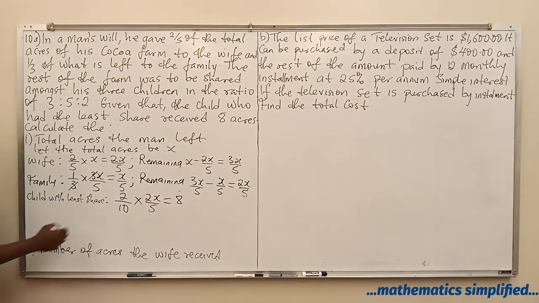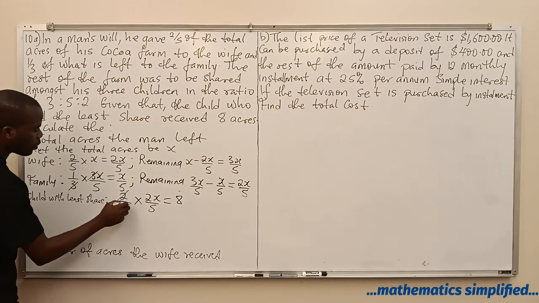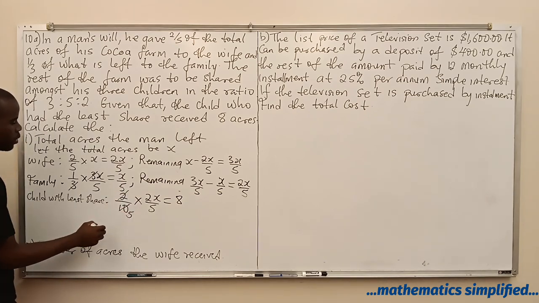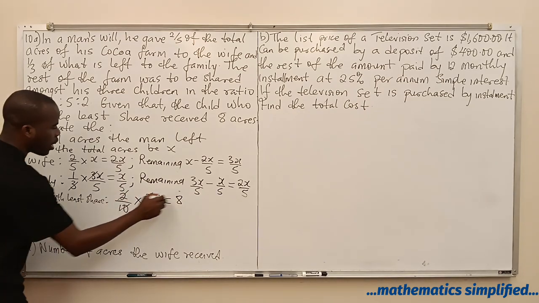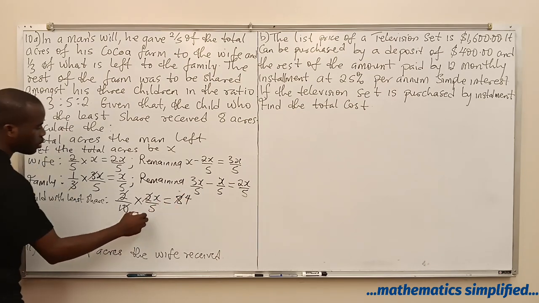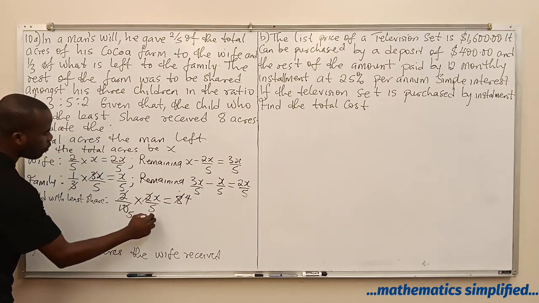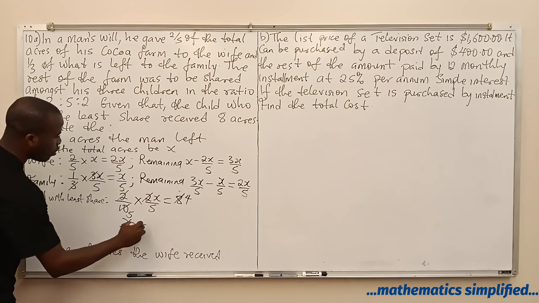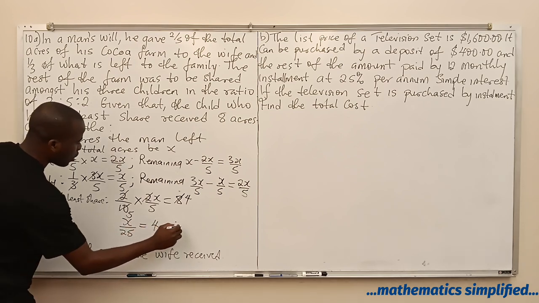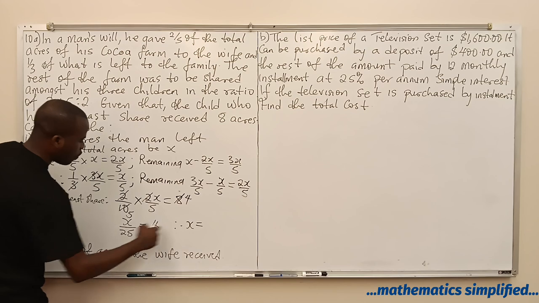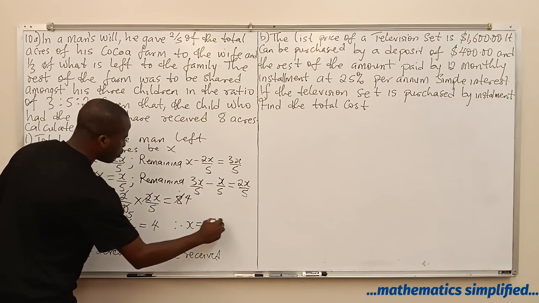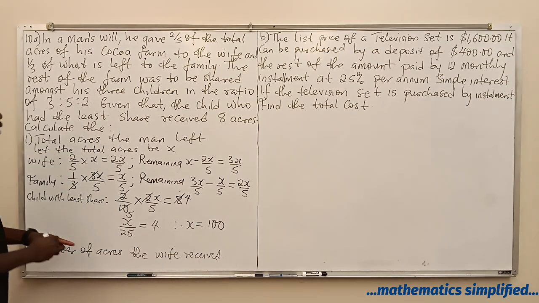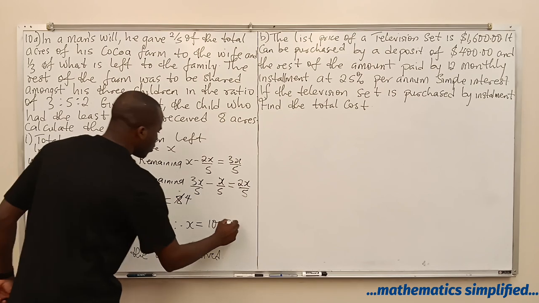They said he received 8. So from this, we can get what X is. 2 can cancel 10 5 times. 2 can cancel 8 4 times. And so we have x/25 equals 4. So that X is 25 times 4, which is 100. So the total acres of land is 100 acres.